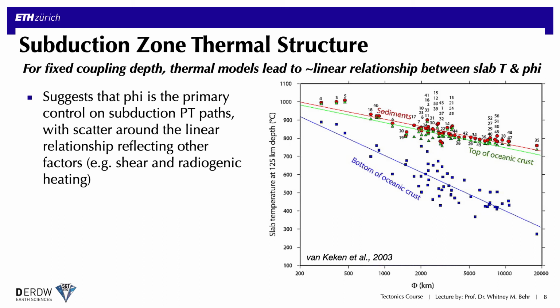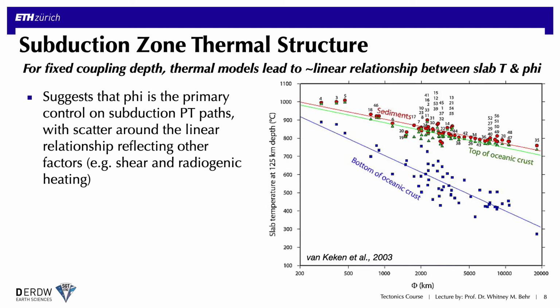And it turns out these models pretty simply scale with the parameter phi that we've discussed a few times, the plate age multiplied by the convergence rate. So here's a plot of the slab surface temperature at 125 kilometers depth for 3 cases: the bottom of the oceanic crust, shown in blue, the top of the oceanic crust, shown in green, and the top of the sediment pile, shown in red. And you can see that these are all approximately linear when plotted against the x-axis, the parameter phi, convergence rate times the plate age.